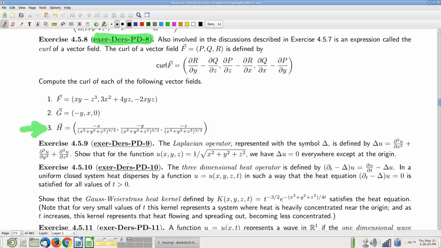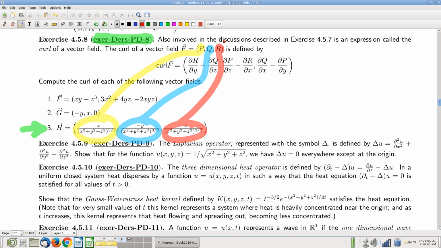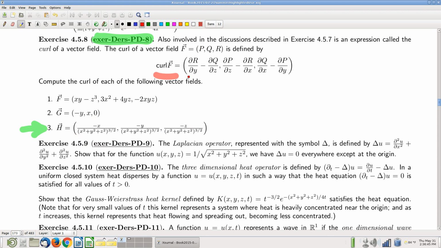Okay, so this is a tedious calculation. It's not that bad though. So notice what we're going to do is we're computing curl. So we're going to take what we have here. That is our P. That is our Q, and that is our R. And we're just going to, as instructed by this formula here, compute the 6 different partial derivatives and combine as instructed.